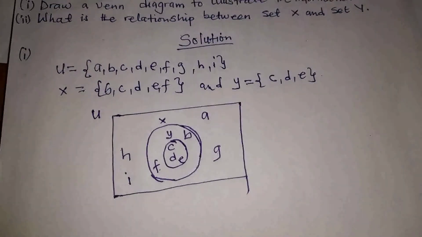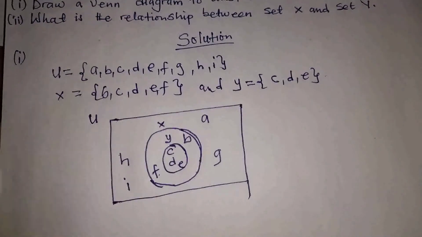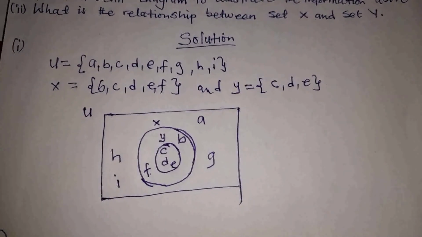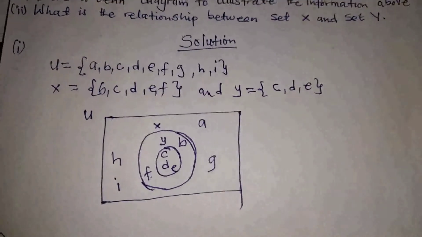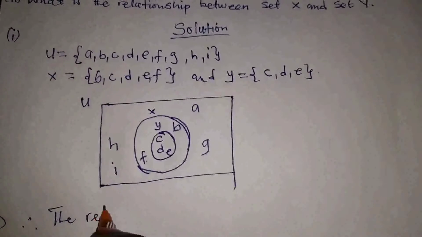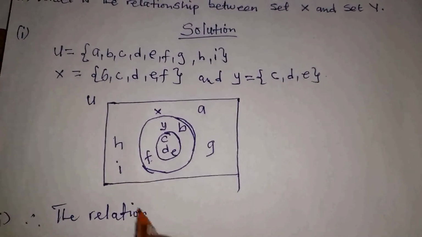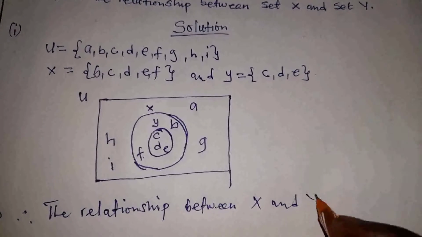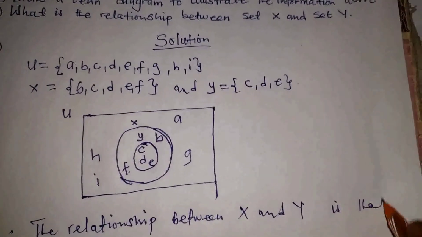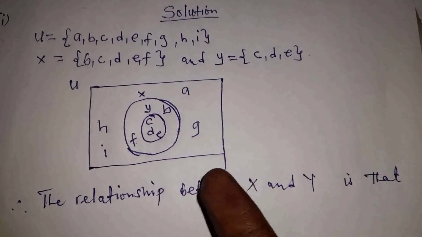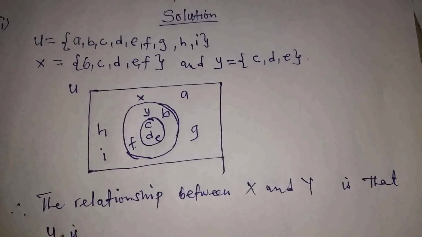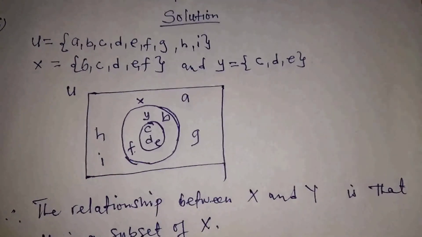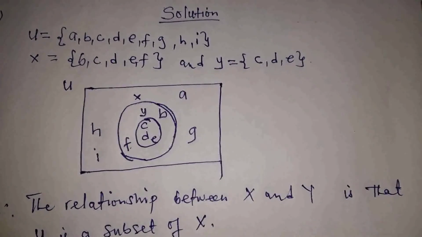The second part of the question asks what is the relationship between X and Y. Let us look at X and Y. We can see that the whole of Y is found inside X. Therefore, the relationship between X and Y is that Y is a subset of X. That is the relationship between X and Y.